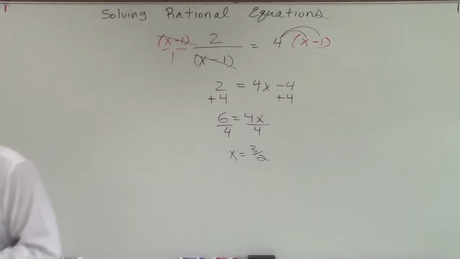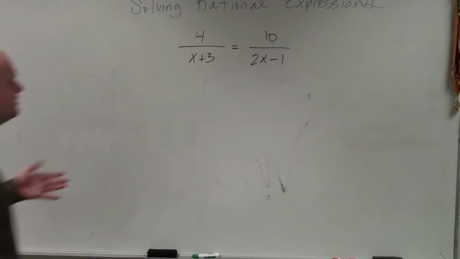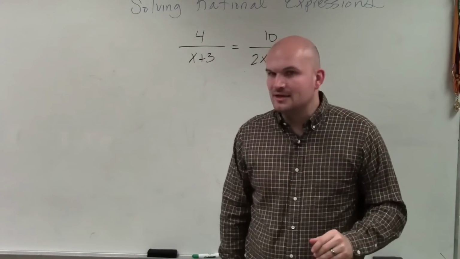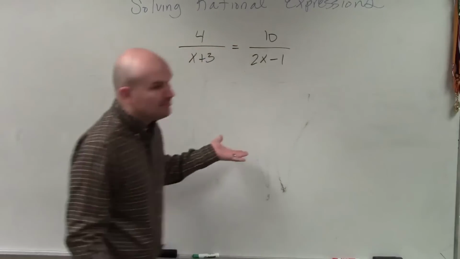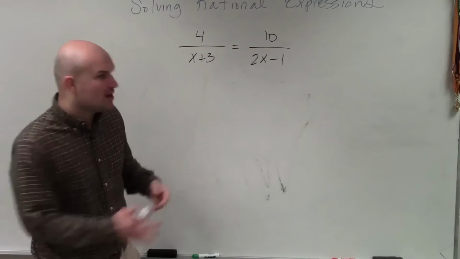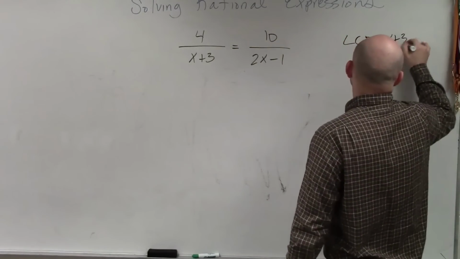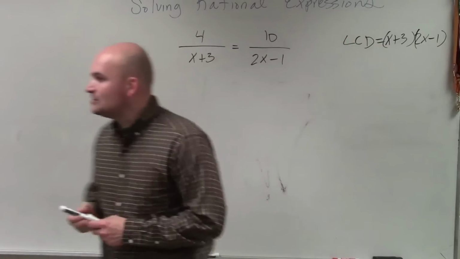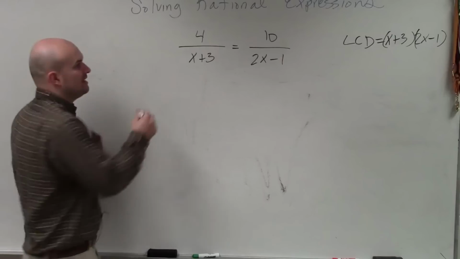The way to determine the LCD, ladies and gentlemen, is simply to multiply your denominators. That's not always going to provide you with the LCD. You want to make sure that if you can factor them first, you see if they have any common terms. But more likely, here, the LCD is just their product. So we'd write LCD equals x plus 3 times 2x minus 1. Now we know what the LCD is. I'm now going to multiply both of my expressions by that LCD.